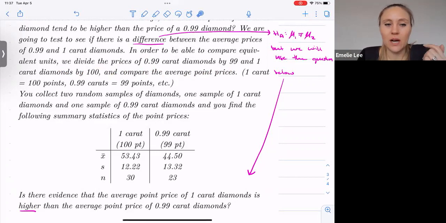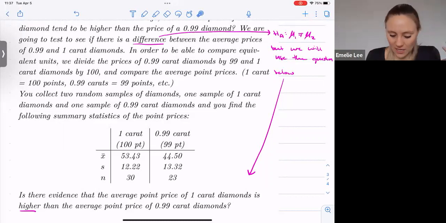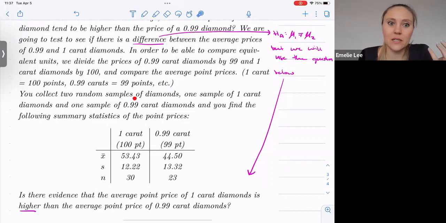So what we're actually going to compare is the price per point, right? A 0.99 carat diamond would have 99 points, and a 1 carat diamond would have 100 points, because then we can talk about those point prices. Otherwise, we're not comparing the same units, and that's a problem, right? So sometimes you'll need to manipulate these things, but for our questions, it would be outlined as it is here, right?